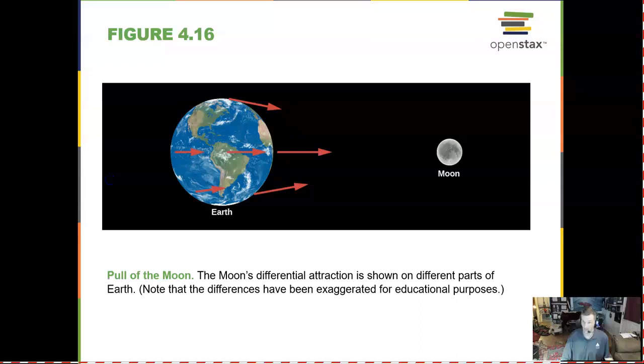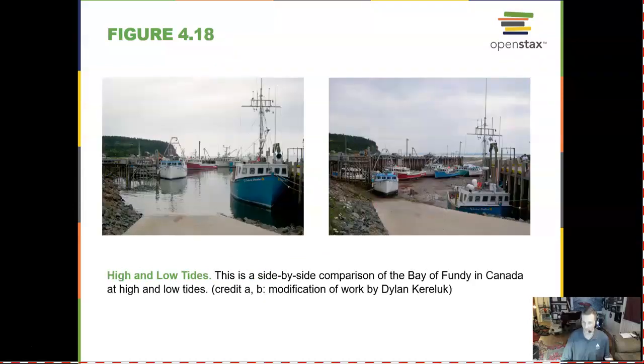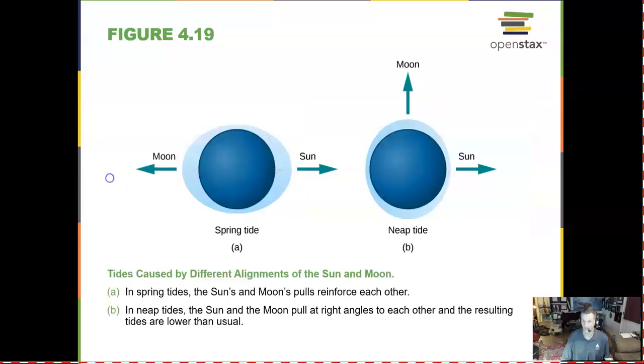Now the pull of the moon has an effect on tides and the water on the Earth. So as we go around the moon in our orbit with the Earth, we can have different tidal changes, a little bit of an effect with the sun as well. So here we have high and low tides, a side-by-side comparison in the Bay of Fundy in Canada. Quite dramatic. We can also have different kinds of tides depending on where the Earth, Sun, and Moon are located.